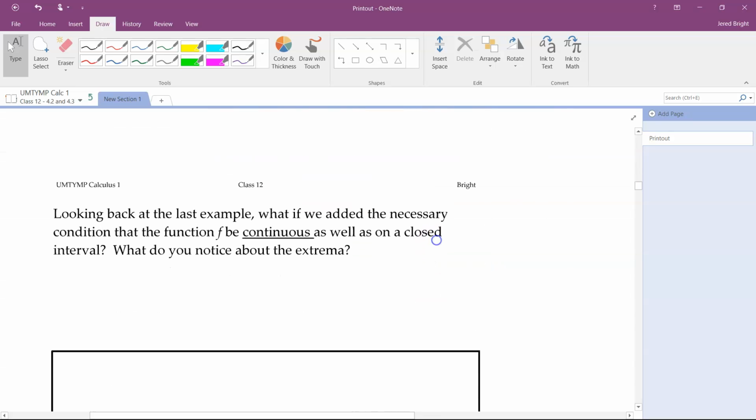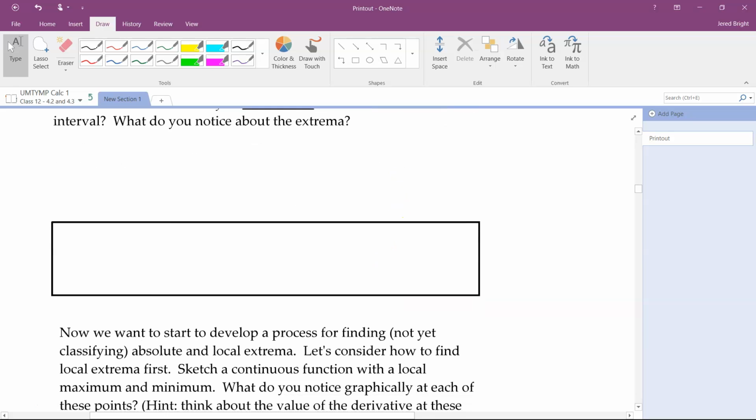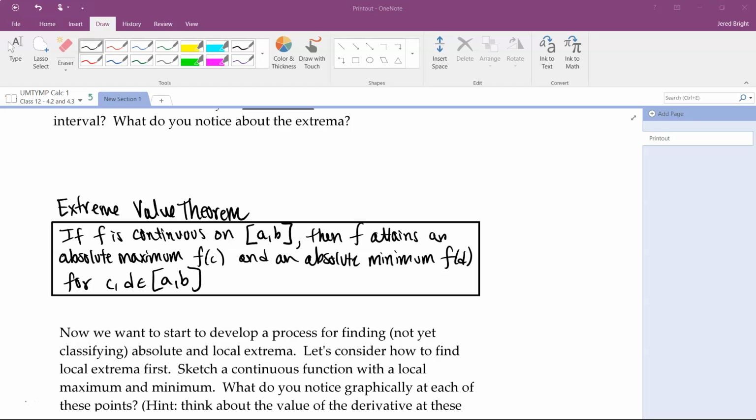If we add the supposition that the function has to be continuous, what happens to the extrema? That's where we get what we call the extreme value theorem, and that's what's going to go in this box. The extreme value theorem says, if f is continuous on [a, b], then f attains an absolute maximum and an absolute minimum in this interval. Notice that we have to have a closed interval.